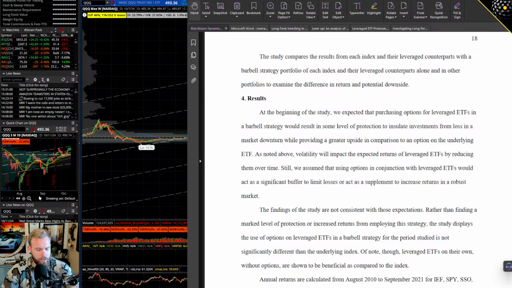Volatility will impact the expected returns of leverage ETFs by reducing them over time. This makes sense.